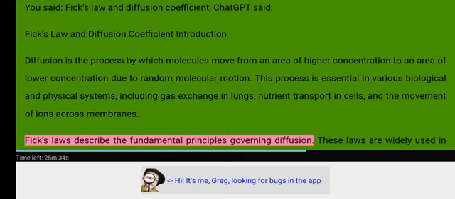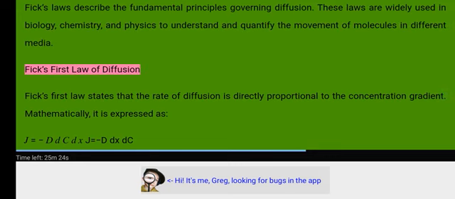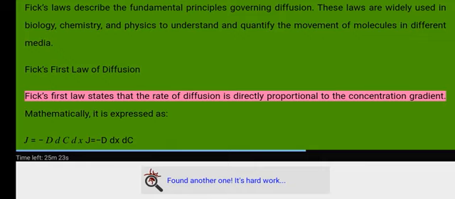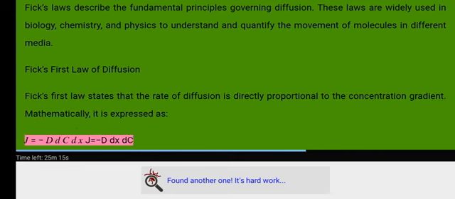Fick's laws describe the fundamental principles governing diffusion. These laws are widely used in biology, chemistry, and physics to understand and quantify the movement of molecules in different media. Fick's first law of diffusion states that the rate of diffusion is directly proportional to the concentration gradient. Mathematically, it is expressed as J equals minus D dC/dx.